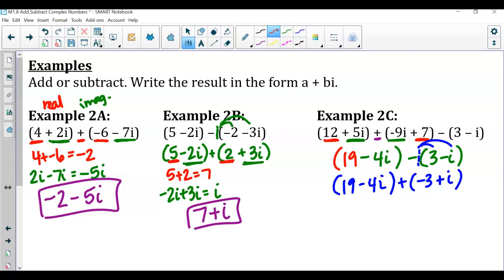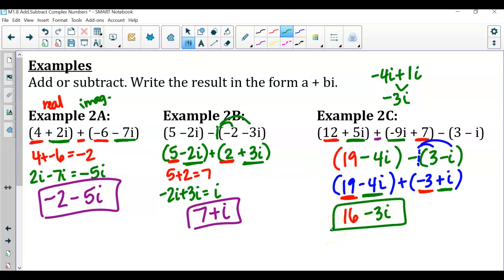Now, just like before, combine your like terms. We have our real, so 19 plus negative 3, 16. Then here are imaginary. Negative 4i plus i is negative 3i, because that is negative 4i plus just i, which is technically 1i. So notice how negative 4 plus 1 is negative 3. So negative 3i. Final answer for your complex number.